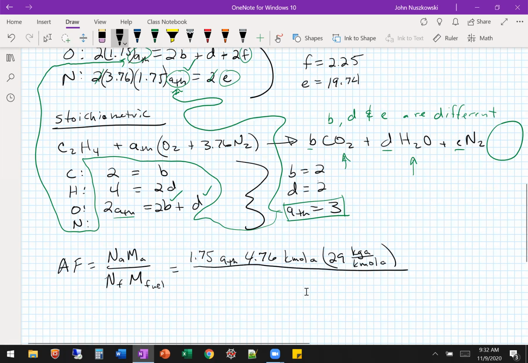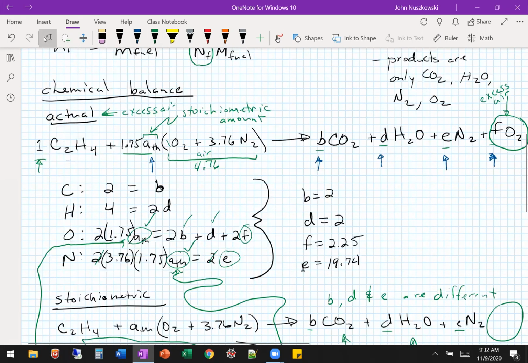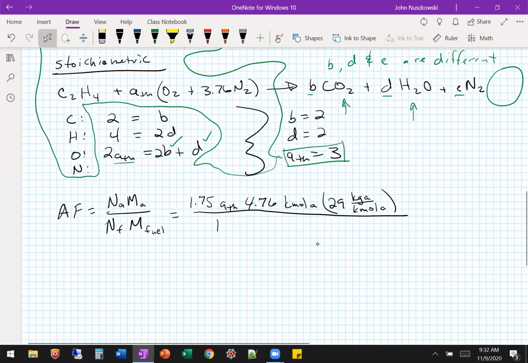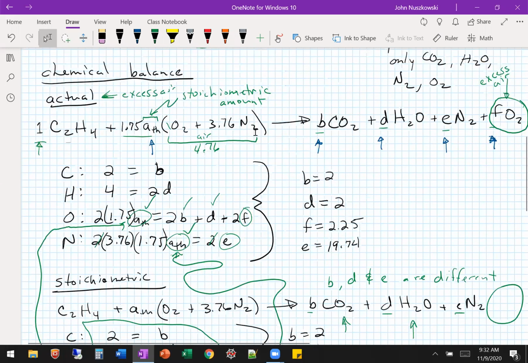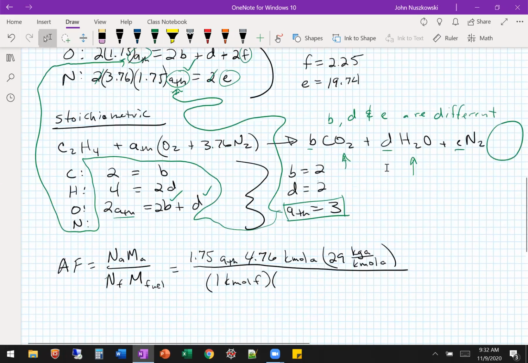Fuel, we said 1, right? We assumed 1. And then our molar weight, we got 28. So now if we check our units, kilomoles of fuel cancel, kilomoles of air cancel. So we have kilograms of air per kilomole of fuel, which is the air to fuel ratio, because it's mass of air over mass of fuel. We just have to put in our A theoretical in this case.